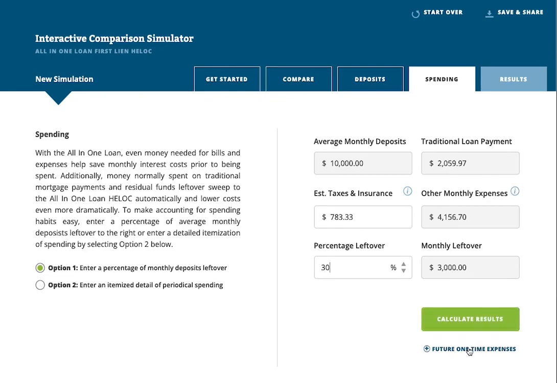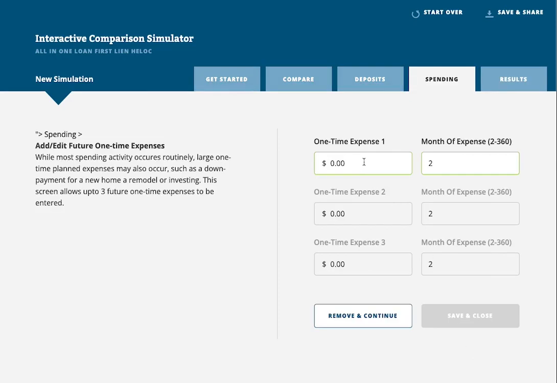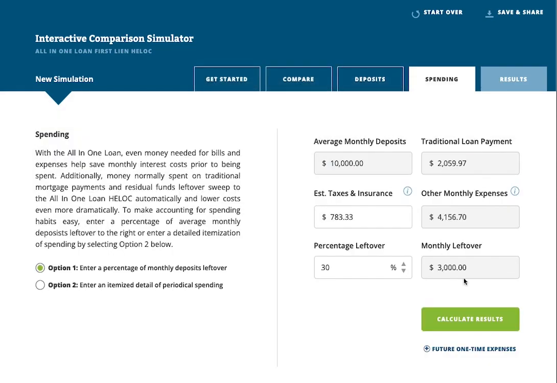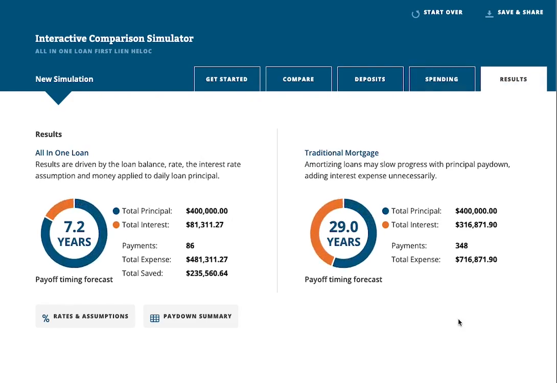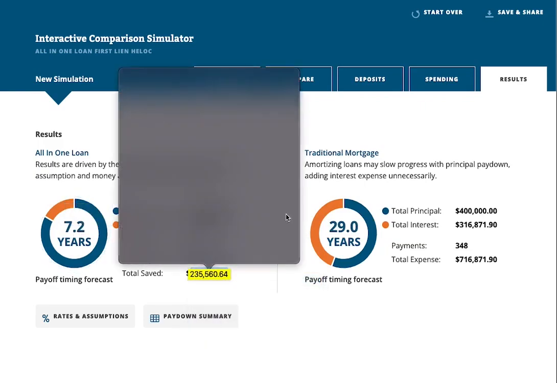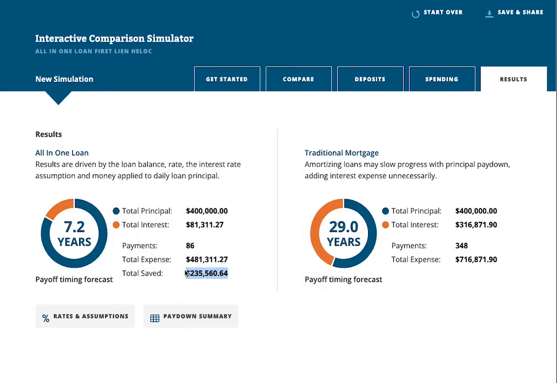If I have future one-time expenses, I can put those in here. Let's say I need to take out $20,000 in a year to get a new car. You could put that in there. We're not going to do that for now. Just keep it simple. Calculate results and we'll see where we're at. Okay, with these numbers, the all-in-one would save you $235,000. Goodness gracious. Save you $235,000 and save you 22 years. You're paying $81,000 in interest instead of $316,000.